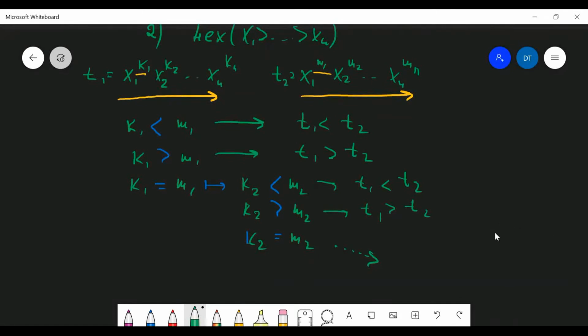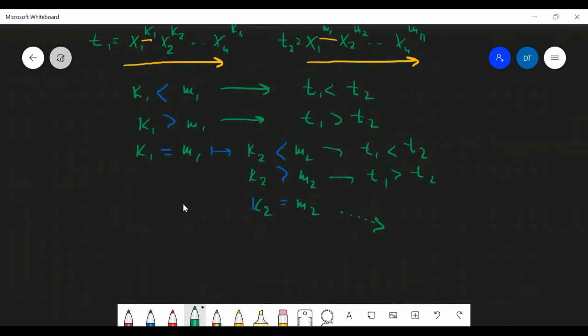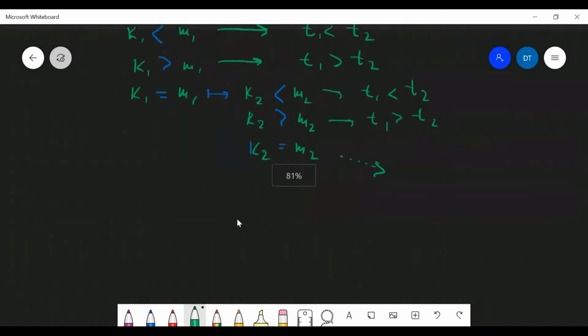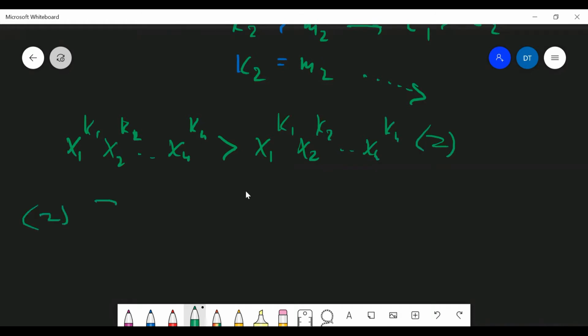So let me formulate a formal definition. This is the way to compare two monomials in an algorithmic way, but let me reformulate this as a statement, which could be useful. I will say that a monomial like this is strictly larger than the monomial like this if and only if there exists an index j between 1 and n such that the degrees for all the variables with index less than j are equal.